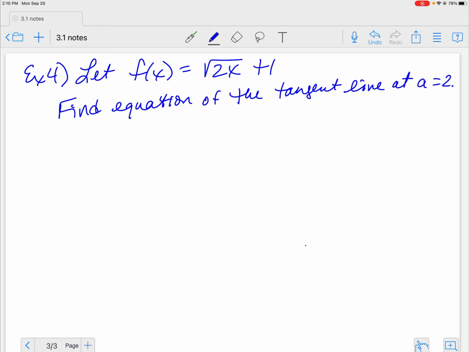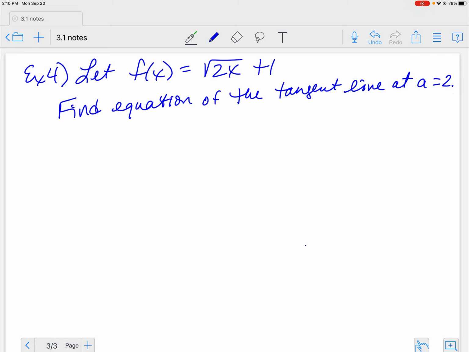All right, so we've looked at a polynomial to see what that is. Now let's do something with a radical in it. We're going to let f of x equal the square root of 2x, and then plus 1 is outside of that radical. And we want to find the equation of a tangent line, derivative, when a is equal to 2.